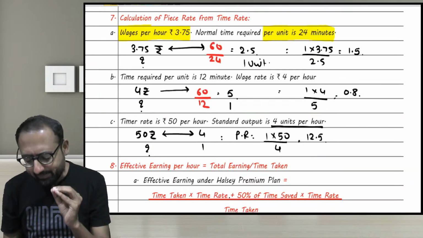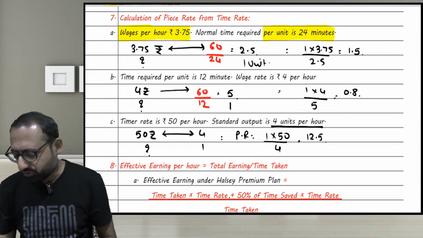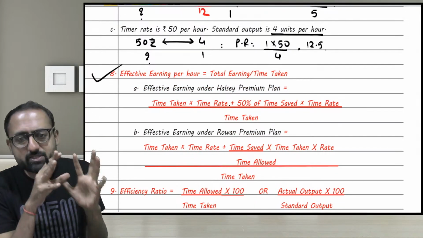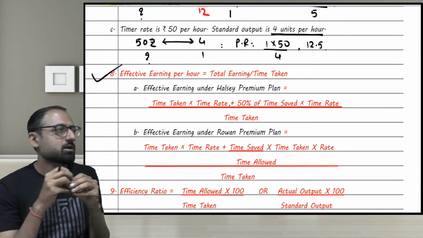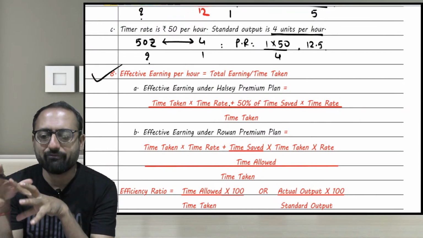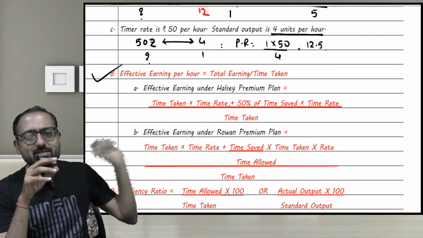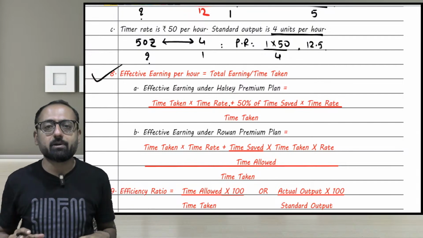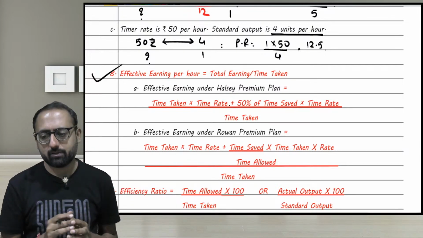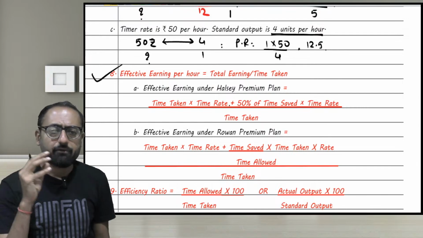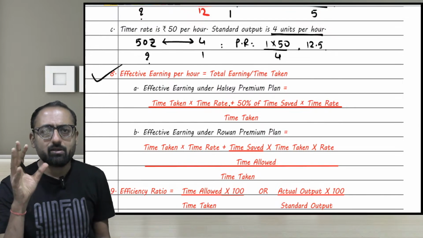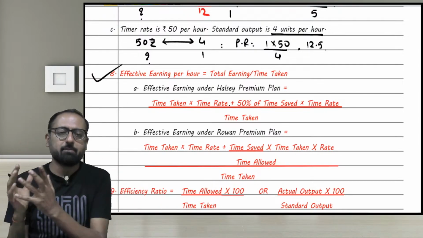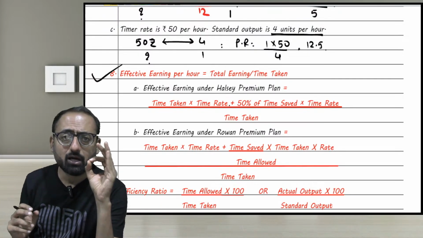Time allowed, time saved. Now, very important question, and that is effective earning per hour. Mark this point, very important. If there is a question for 4 marks or 5 marks, in most of the examinations you will see this concept, effective earning per hour. The formula is very simple: total earning divided by hours worked. Total earning under Halsey, or under Rowan, or under piece rate, divided by hours worked will be your effective earning per hour.